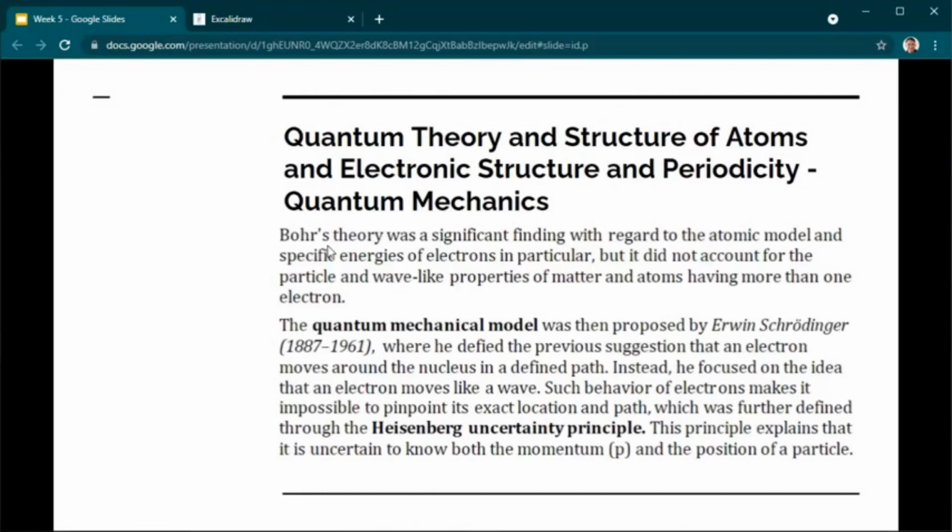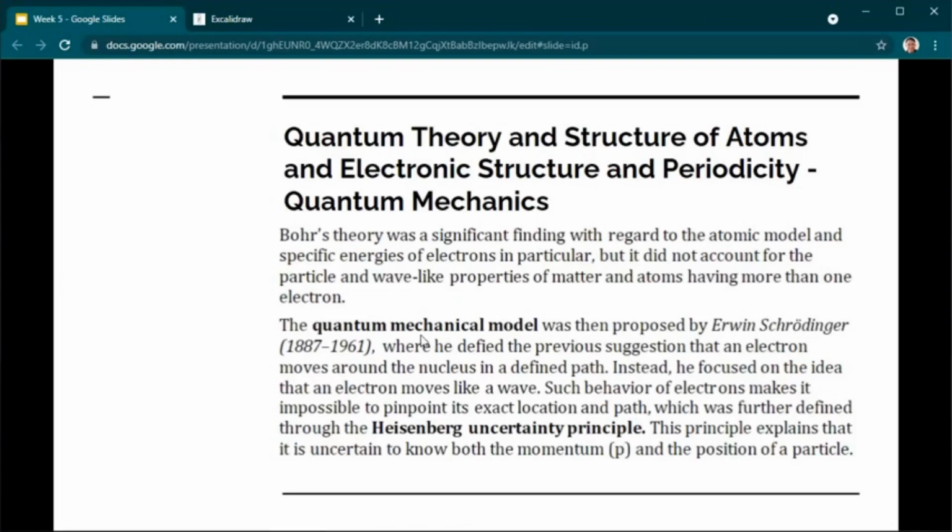Bohr's theory, so we are now on quantum mechanics. Bohr's theory was a significant finding with regard to the atomic model and specific energies of electrons in particular, but it did not account for the particle and wave-like properties of matter and atoms having more than one electron.